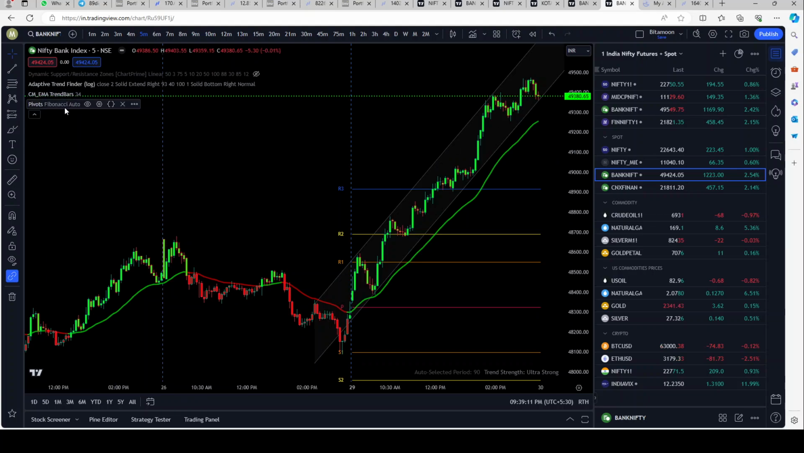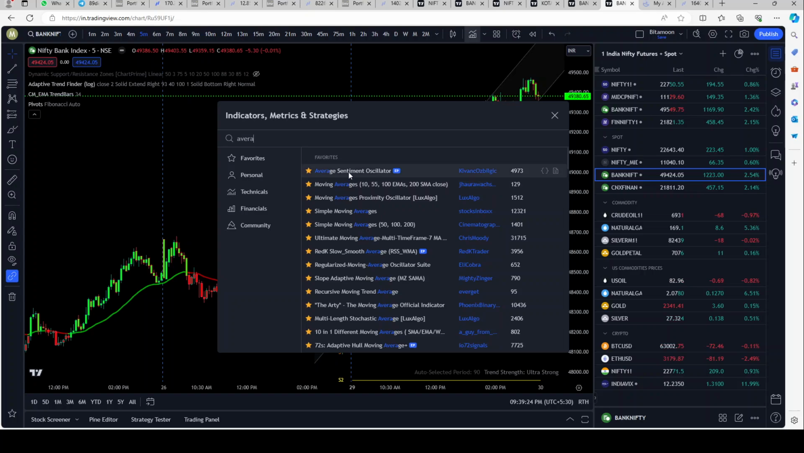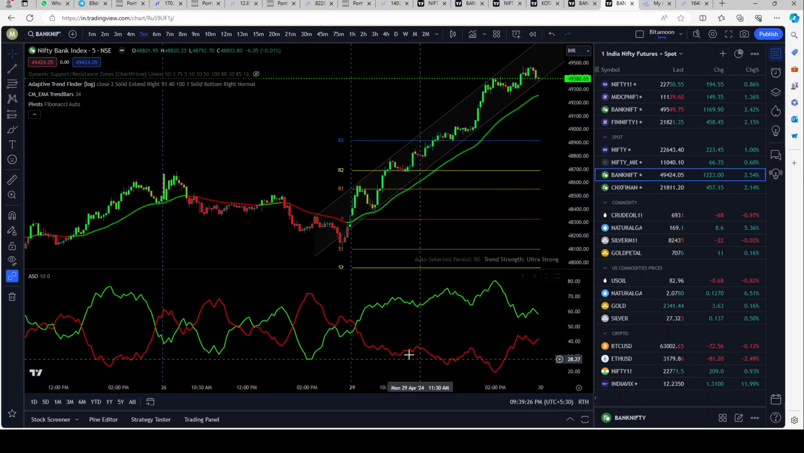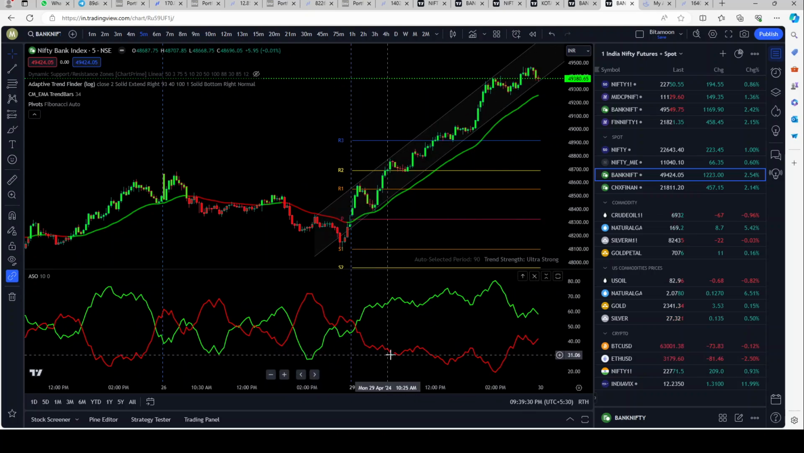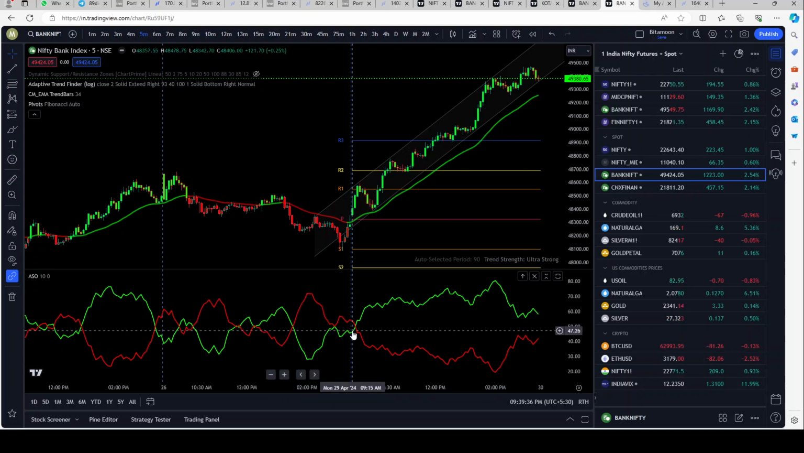All right, so for people who have access to more than two indicators, you can go ahead and use Fibonacci Pivots. You can also probably use, what else can you use? You can use Average Sentiment Oscillator. That will again reconfirm that the uptrend is intact, because you see throughout the day, not one time did the green intersect into the red and go below. The whole day the green was on top when it comes to Bank Nifty, and so on and so forth.